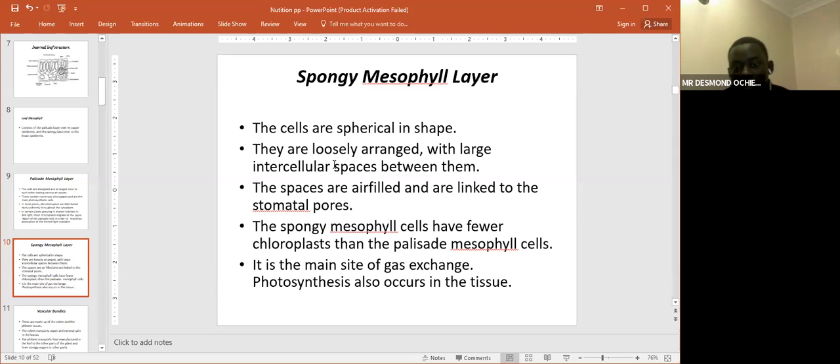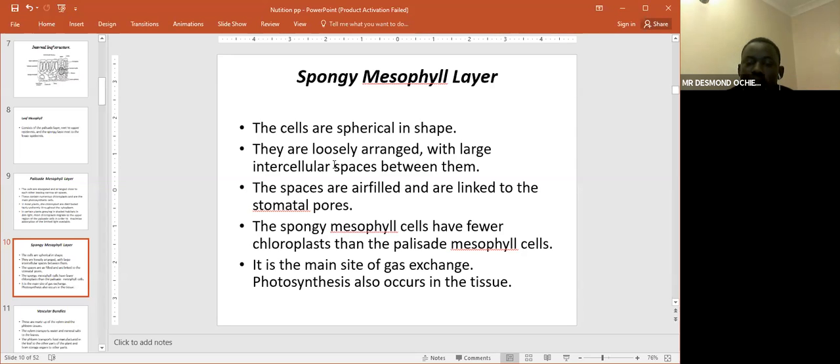Then the sponge mesophyll cells have fewer chloroplasts than the palisade mesophyll cells, and we have explained that. The sponge mesophyll is the main site for gas exchange, and photosynthesis also occurs in these tissues. But we know that the main site for photosynthesis is the palisade mesophyll cells. However, photosynthesis can also occur in the sponge mesophyll cells because they also have chloroplasts.